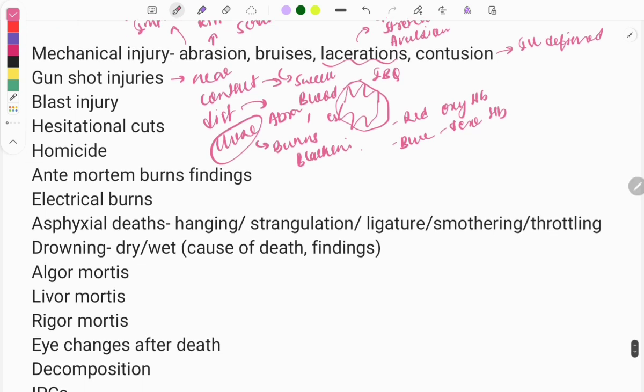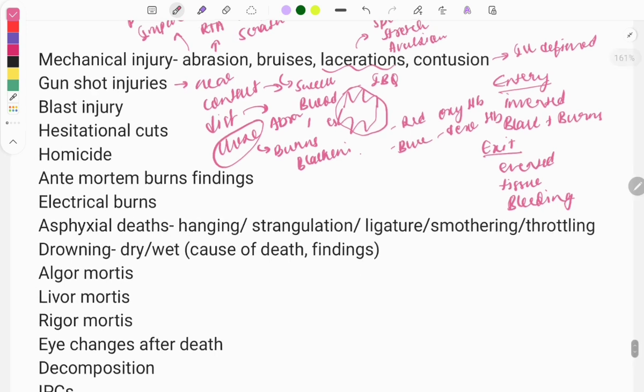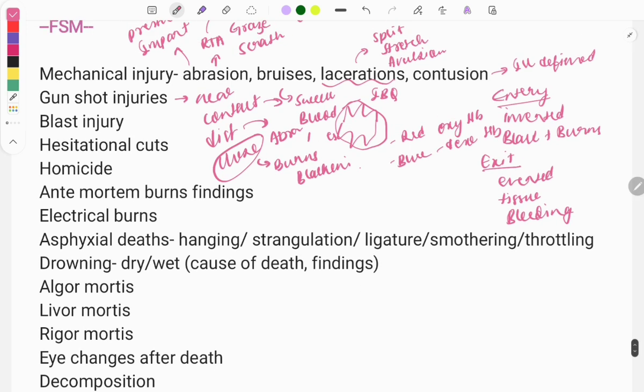And also questions are asked on the entry of the bullet and the exit of the bullet, because during the entry, the margins will be inverted, and there will be blackening seen, burn present, and tattooing. And the questions are asked on the exit wound also. The margins are everted, and there will be tissue protrusion like fat or omentum coming out. Then there will be bleeding present. So while looking at these pictures, you will be able to find whether it is the entry wound or the exit wound. So these were certain important points you need to know about the gunshot injuries.